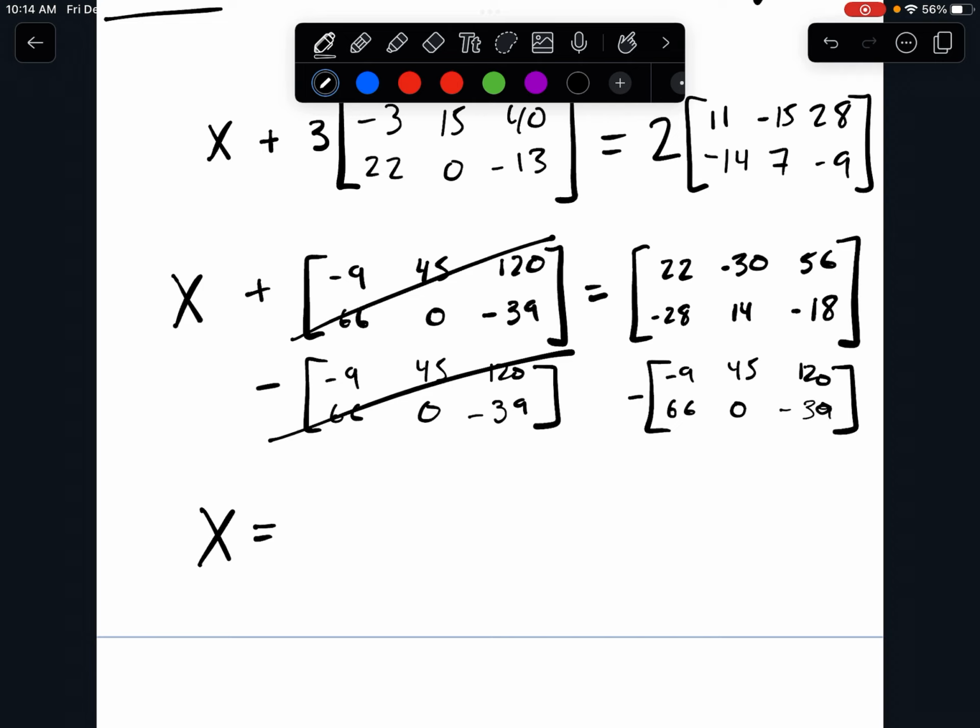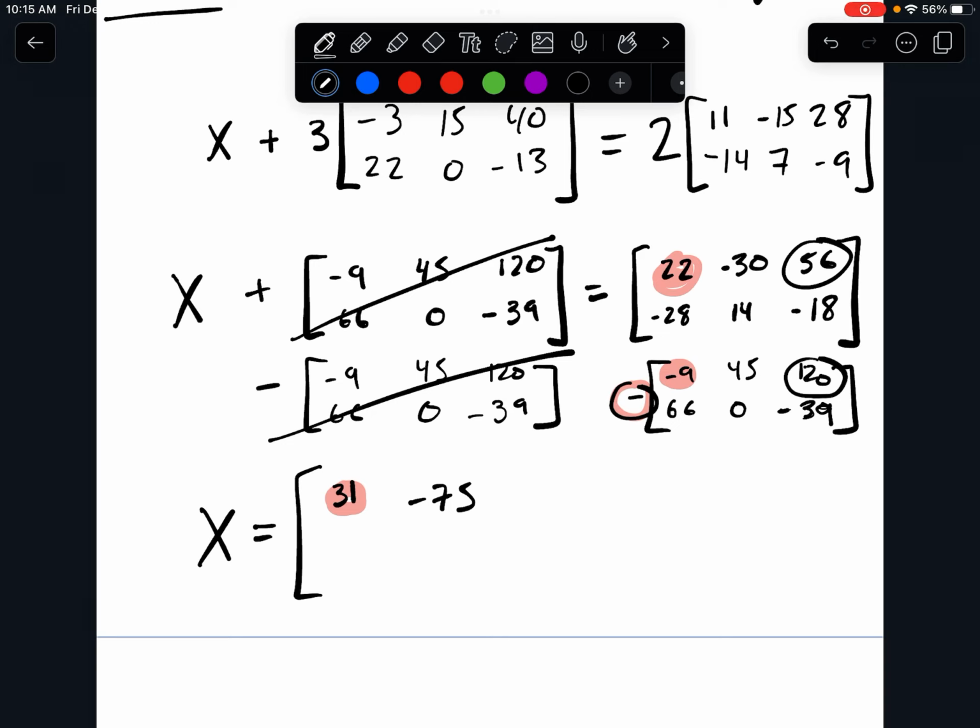All right, so again, just be careful with your double negatives here, because you're going to see it quite often. So we're going to start by taking, let's do some colors here. We got 22, and again, we're subtracting a -9. We have to be careful about that, subtracting a negative. So 22 minus -9 is like 22 plus 9. So this should give me a first value here of 31. And then I'm going to keep going down the line. So -30 minus 45 is -75. And then we've got 56 minus 120.